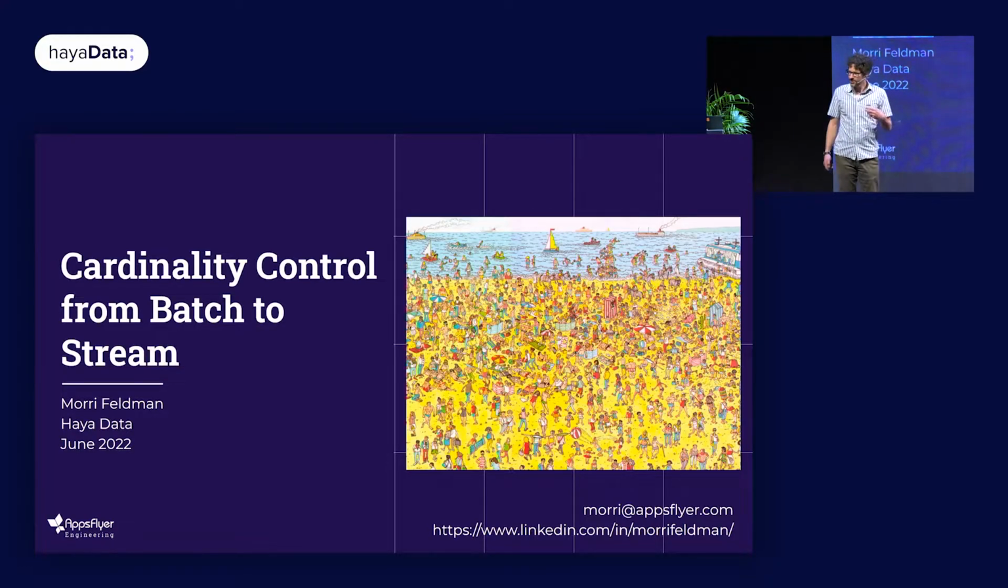This topic's really special to me because during my time at AppsFlyer, I've had the chance to work on 4 independent implementations where we've worked on solutions to this problem. So I'm really excited to share it with you.